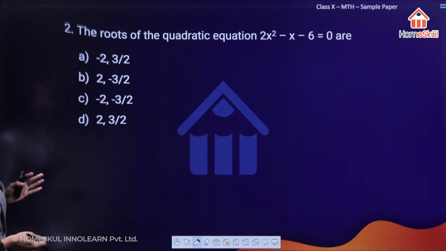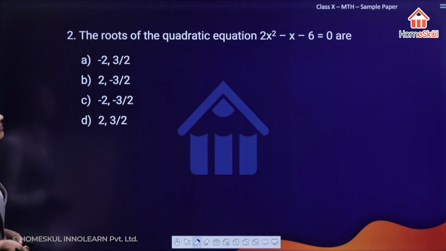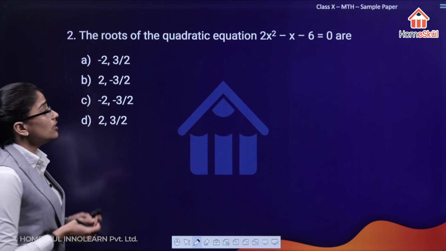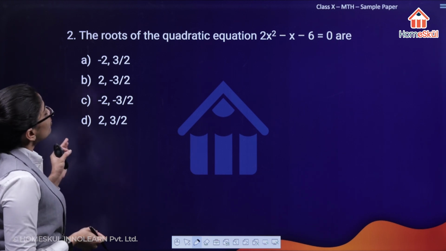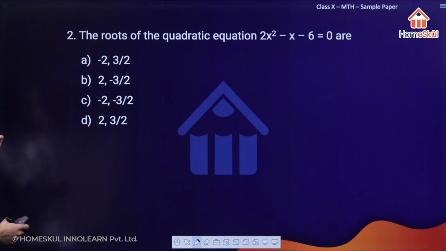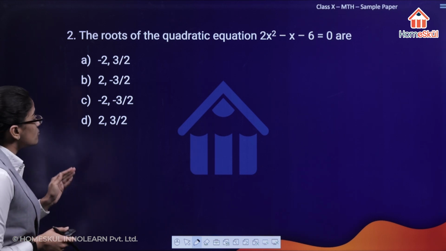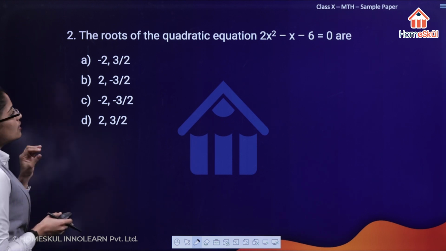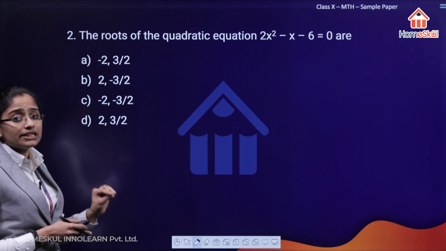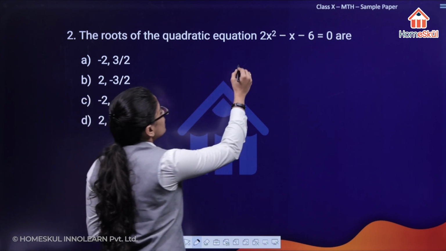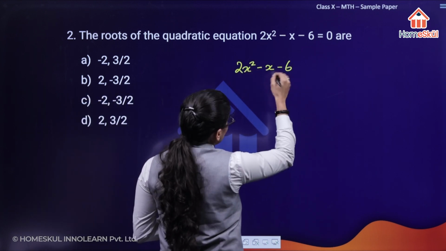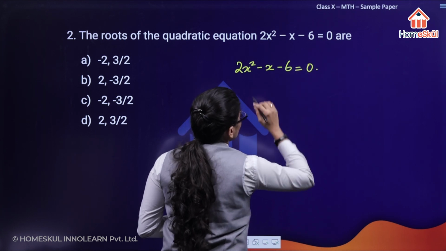Okay. Second question. The roots of the quadratic equation 2x square minus x minus 6 is equal to 0 are: minus 2, 3 by 2; 2, minus 3 by 2; minus 2, minus 3 by 2; 2, 3 by 2. 4 options are there. There is only a change in the signs, isn't it? So, make sure that you are doing it correctly in the first go itself. So, here, which is the equation given? 2x square minus x minus 6 is equal to 0, isn't it?